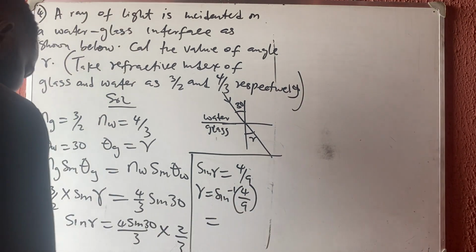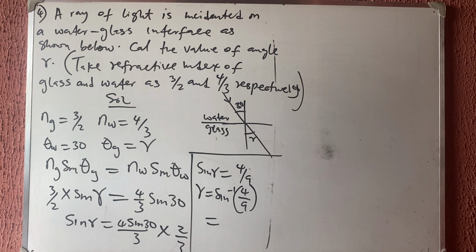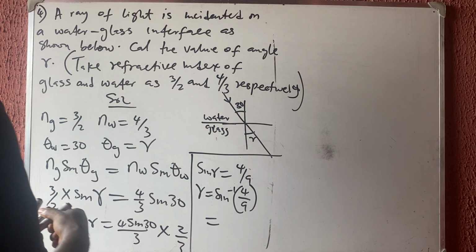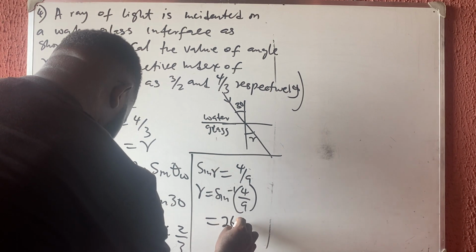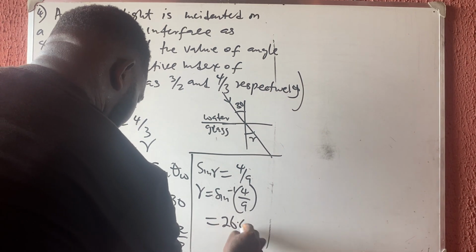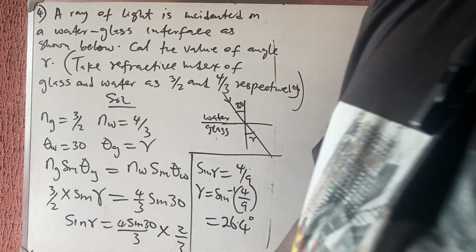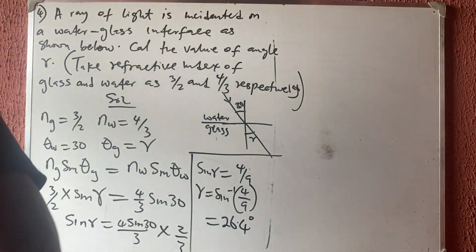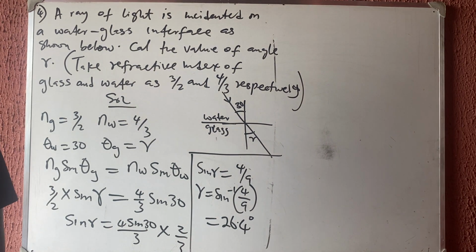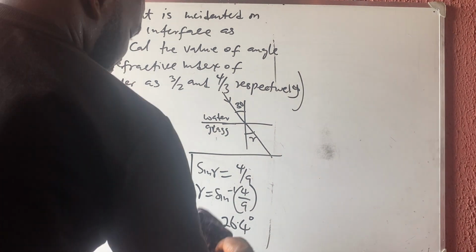So which is what? Shift sine, answer. I'm having 26.4 degrees. Okay, 26.4 degrees is the result. So let me check my time. I've really gone very far. Okay, so let me continue.